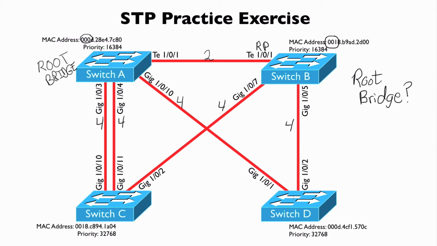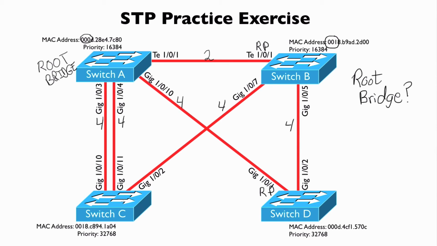What about switch D? Switch D could go directly to the root over this gig link. That would be a cost of 4. Or we could go up to switch B, which is a cost of 4, and then over to switch A. That's an additional cost of 2. So the cost would be 6 if we went via switch B, but it's only a cost of 4 if we go directly to switch A. That means that gigabit 1/0/1 is going to be our root port on switch D.